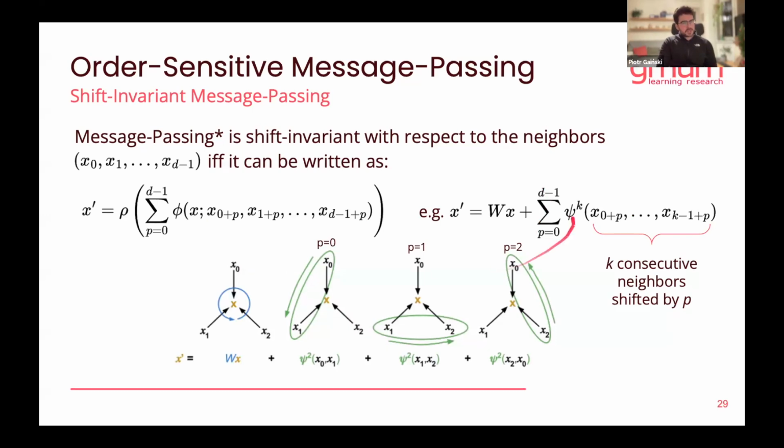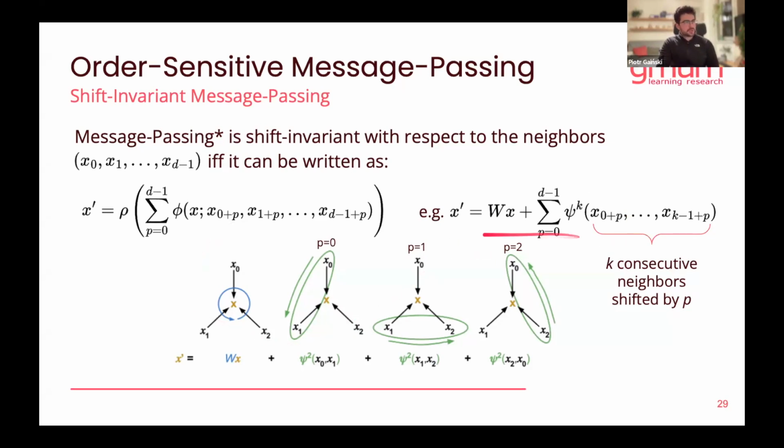Okay, so here we have an example of such a function. Again, a very simple embedding. And here we have a psi which is actually constrained to be k-ary, so it only takes k neighbors, and p is a shift argument in the permutation. This addition is modulo d.